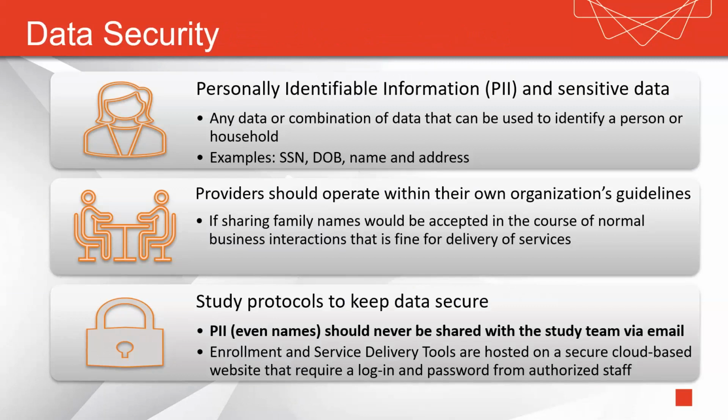So as a reminder, any data or combination of data that can be used to identify a person or household, for example, social security number, date of birth, name, address, is PII. So providers, you all should operate within your organization's guidelines for the sharing of PII. So if sharing family names would be acceptable in the course of normal business interactions, that is fine for delivery of services. So, if you're emailing people including family names and addresses, and that's acceptable, that's fine.